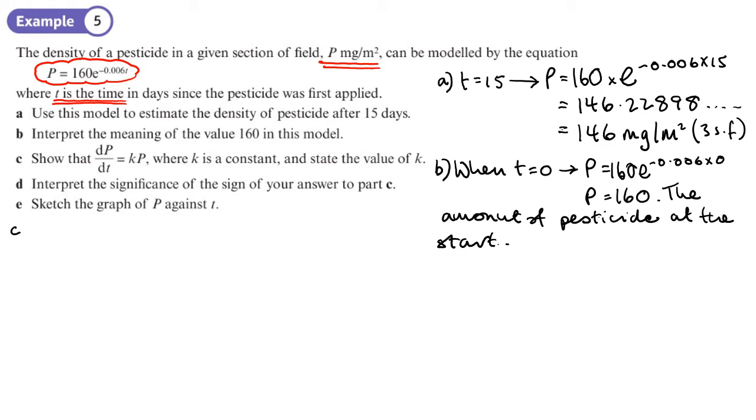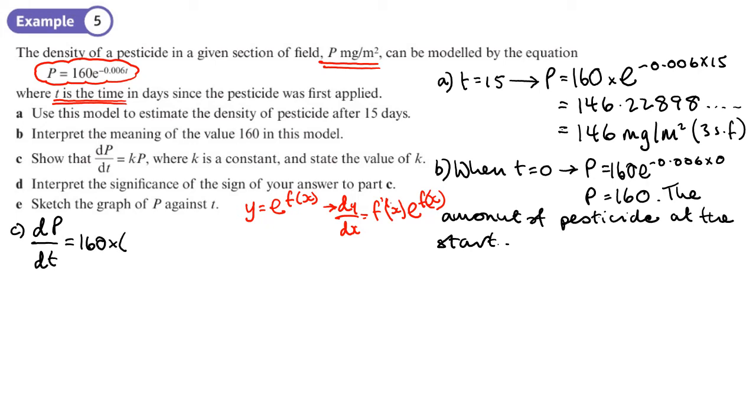Part C, show that dp dt is kp and state the value of k. Right, so we will use this rule to help us differentiate. If y equals e to the f of x, then dy dx is f dash of x times by e to the f of x. So we just need to differentiate that power. When you differentiate that power with respect to t, you are just left with negative 0.006 times by e to the f of x.